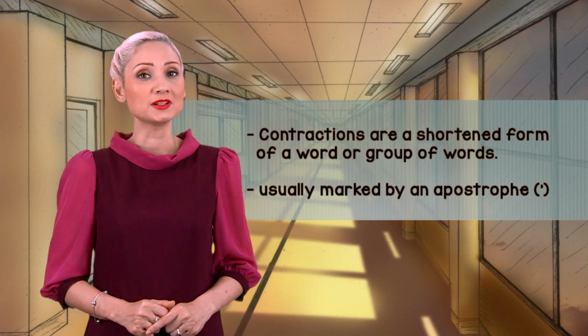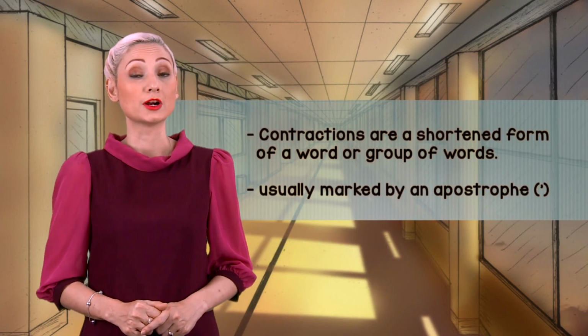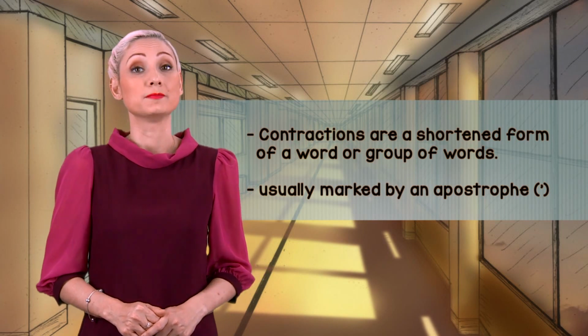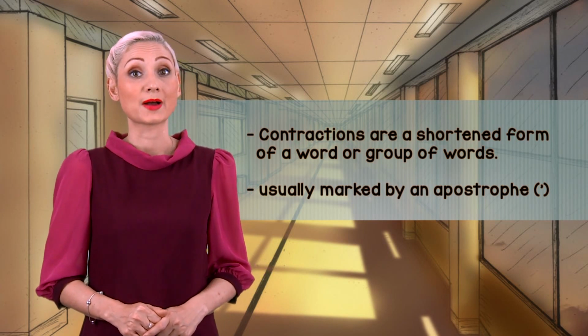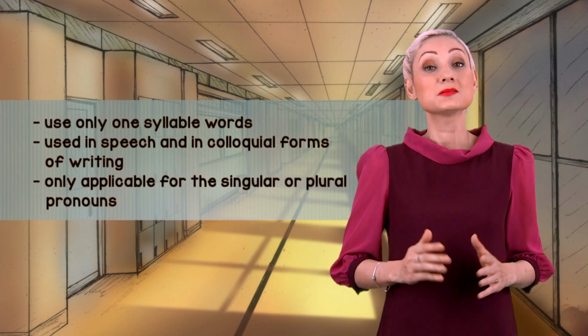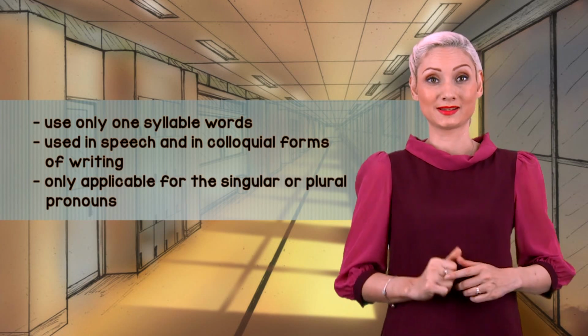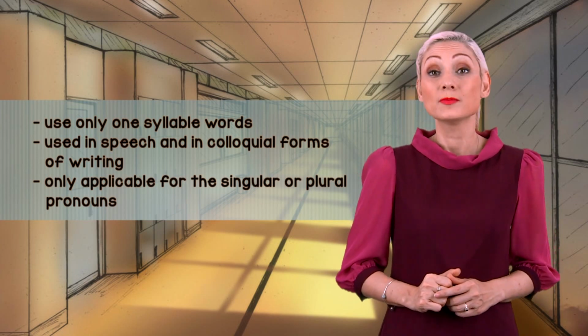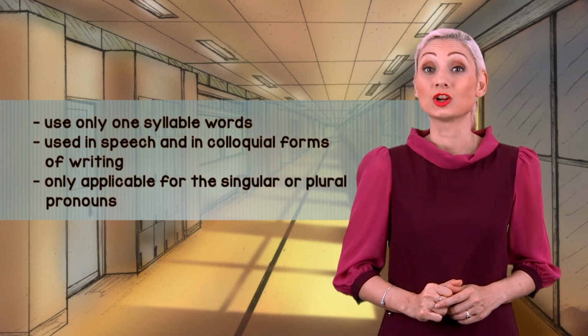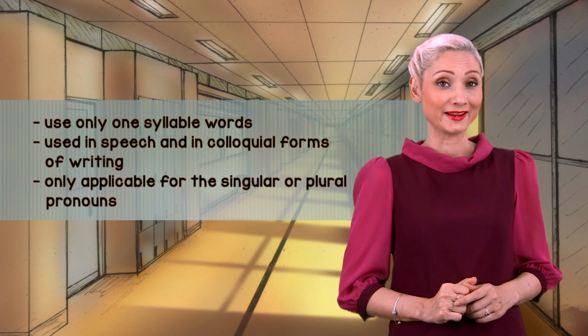We can also use contractions for the verb be when using the present continuous tense. Contractions are a shortened form of a word or group of words, with the missing letters usually marked by an apostrophe. This will transform the combined words into one-syllable words. Contractions are commonly used in speech and colloquial forms of writing.